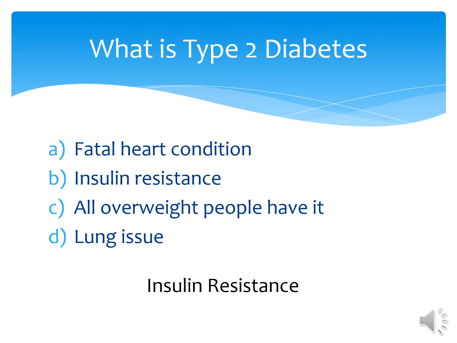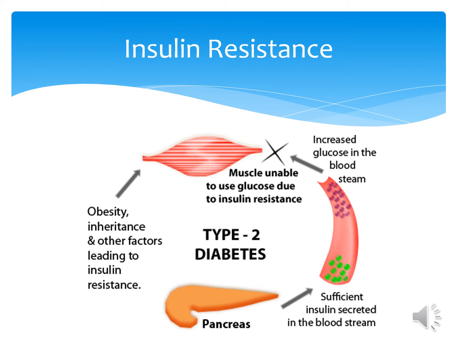As Hazel has stated, type 2 diabetes is insulin resistance. As you can see from the picture below, we're able to see a cycle here: obesity, inheritance, and other factors can lead to insulin resistance, causing sugar or glucose in the bloodstream to not be taken up into the muscles that need that glucose. And there's an insufficient amount of insulin being secreted by the pancreas into the bloodstream.